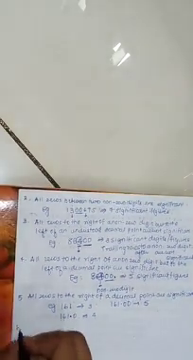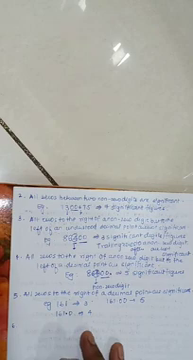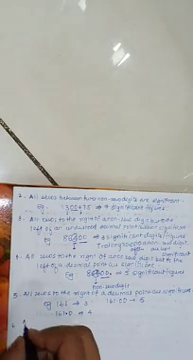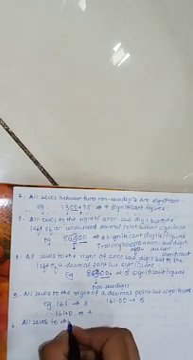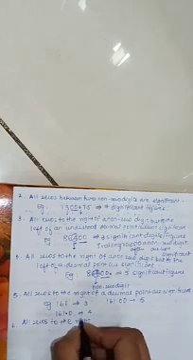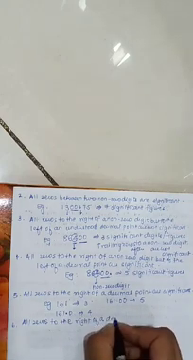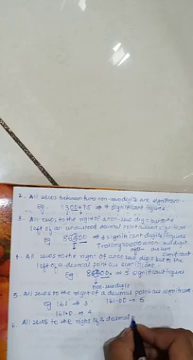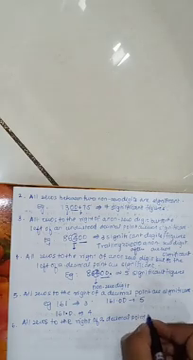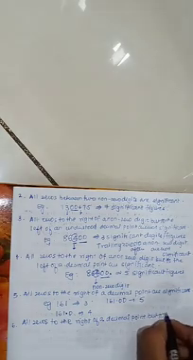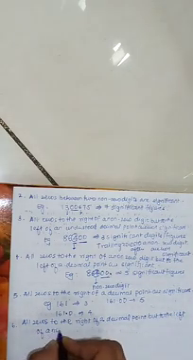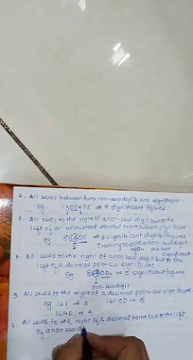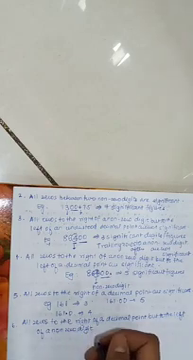Moving ahead to the sixth rule. All zeros to the right of a decimal point but to the left of a non-zero digit are not significant.